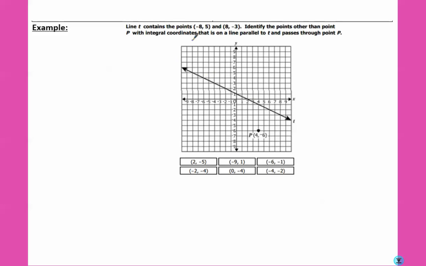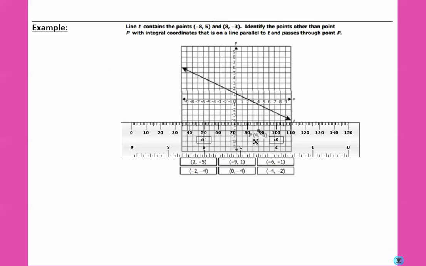Line T contained points (-8, 5) and (5, -3). Identify the points other than the point P, which is right here, with integral coordinates, that just means no decimals, that are on a line parallel to T and passes through point P. So I'm going to start with my ruler.